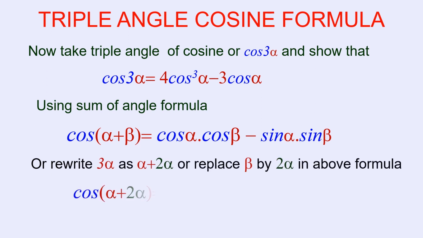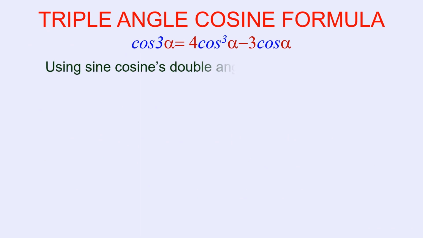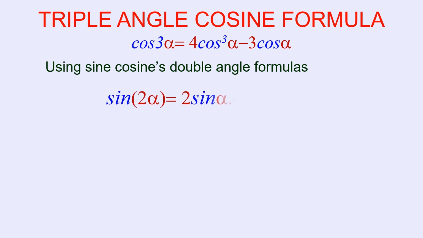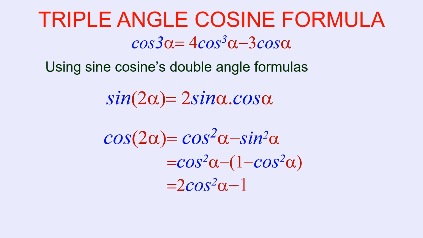Or rewrite 3 alpha as alpha plus 2 alpha. Cosine of alpha plus 2 alpha equals cos alpha into cos 2 alpha minus sine alpha into sine 2 alpha. Using sine and cosine double angle formulas, sine of 2 alpha equals 2 sine of alpha into cosine of alpha, and cosine of 2 alpha equals cosine squared alpha minus sine squared alpha, or equals 2 cos squared alpha minus 1.